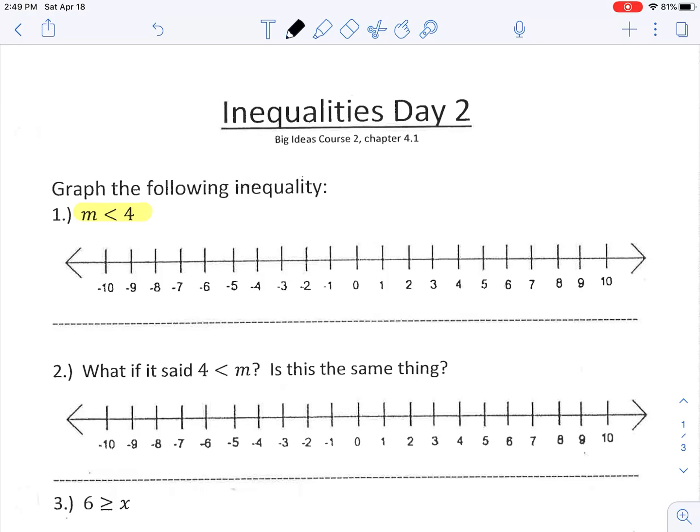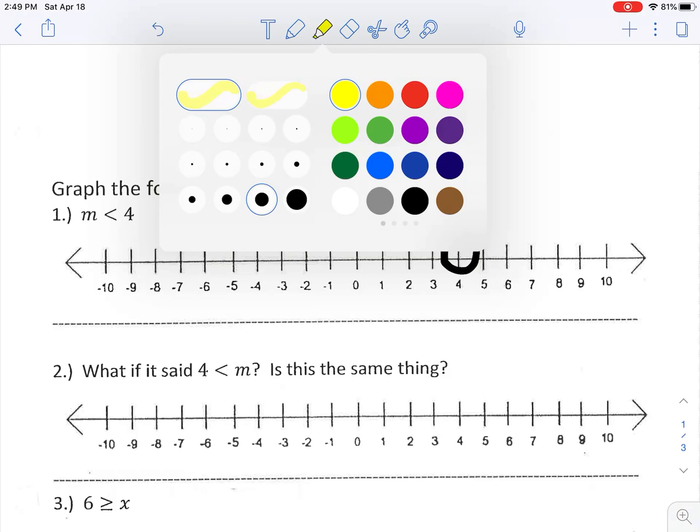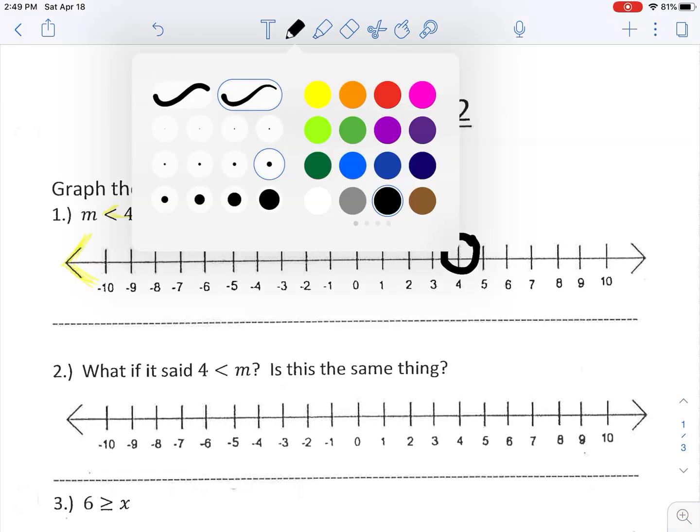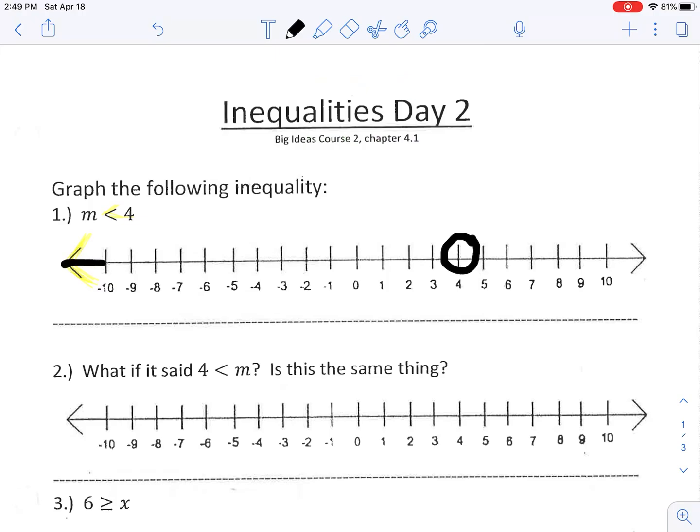So from yesterday, remember the first step is put a circle at the number that you see. So m is less than 4. So we're going to put a circle around the number 4. Then we're going to look really carefully at our sign. And our sign, less than, is pointing to the left. So then I'm going to look down here. This sign is pointing to the left. So that means that my line is going to go in this direction.